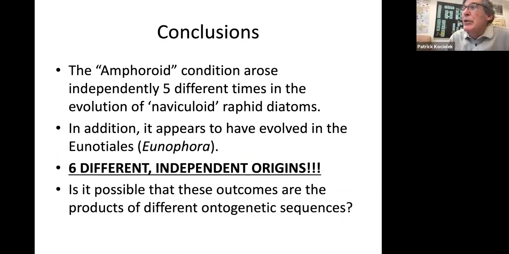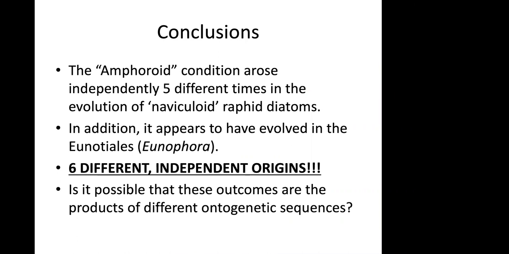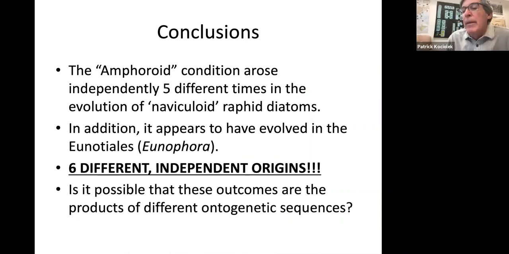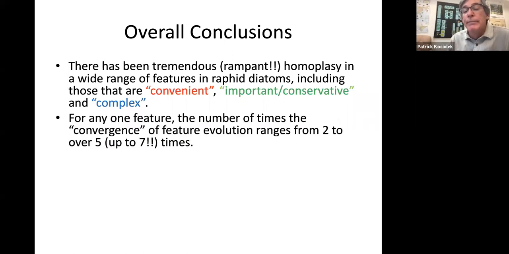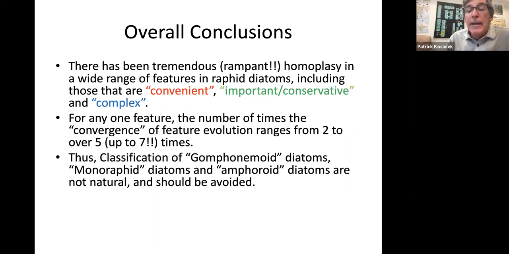And maybe it'd be interesting to know whether those are actually the same thing, quote unquote. We've been so conservative in our terminology in diatoms that we give the same name maybe to many different structures. So there has been a lot, let's call it rampant homoplasy, with a wide variety of features that might be considered convenient, conservative, complex. You could get into some other examples from a couple to up to seven times.